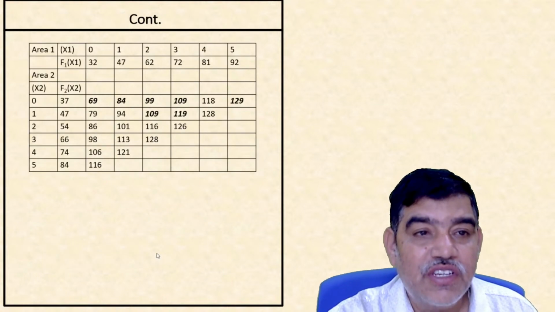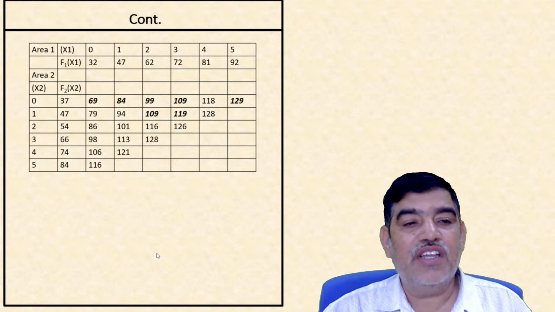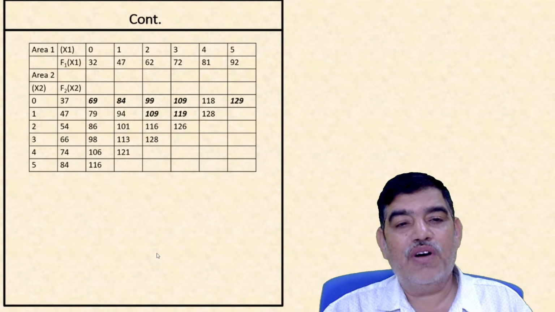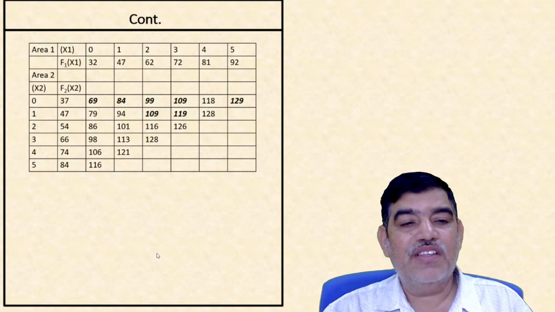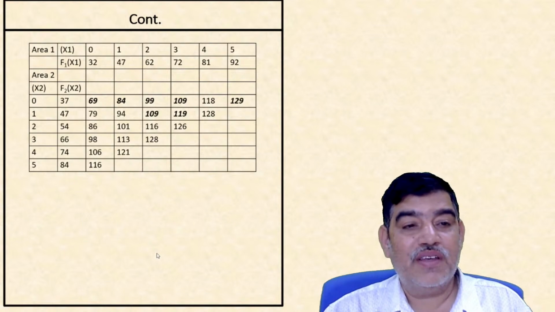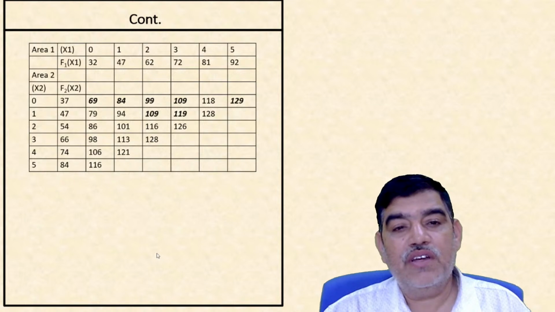So for stage 2, this is the table. In the first row, I mentioned it is area 1. I am taking the variable x1. I am writing here 0, 1, 2, 3, 4, 5. This x1 means the number of representatives. And in the second row, I am mentioning the function of x1, that is the profit. As per our question, I am mentioning here 32, 47, 62, 72, 81, and 92.